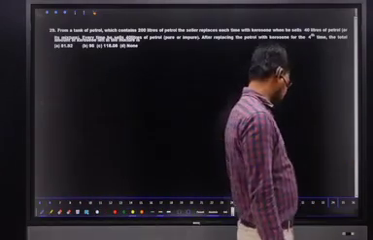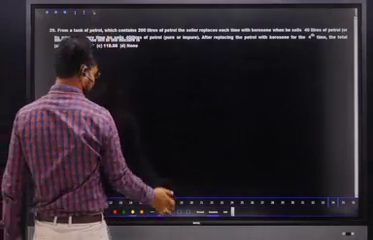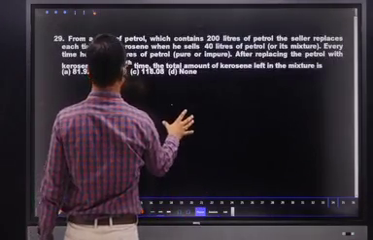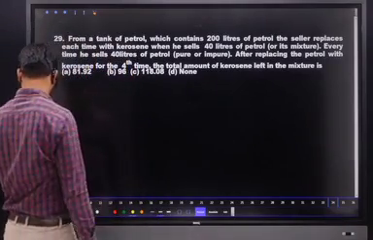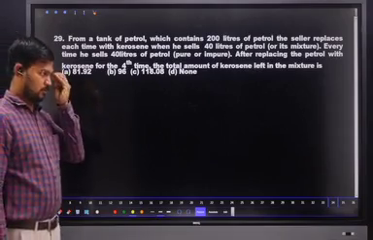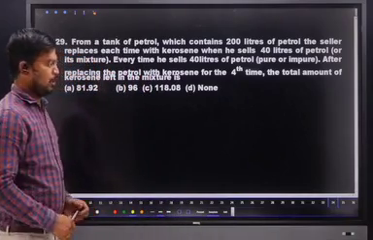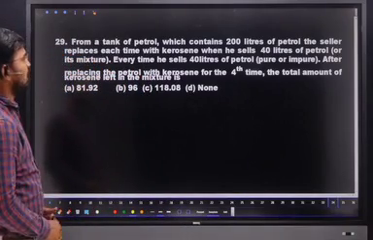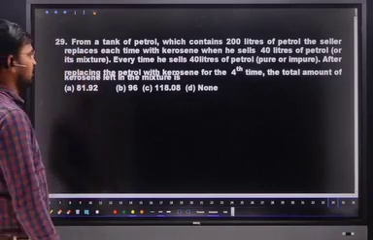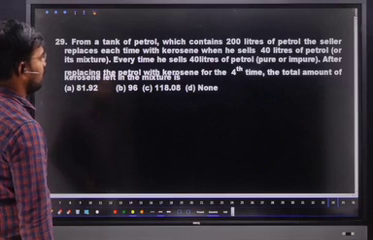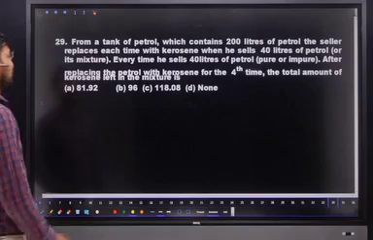Similarly, we will go for the next question. From a tank of petrol which contains 200 liters of petrol, the seller replaces each time with kerosene when he sells 40 liters of petrol. Every time he sells 40 liters of petrol, after replacing the petrol with kerosene for the fourth time, find the total amount of kerosene left in the mixture.